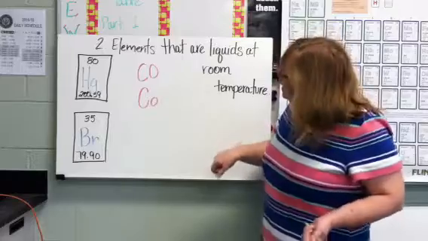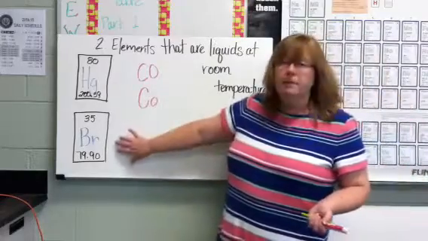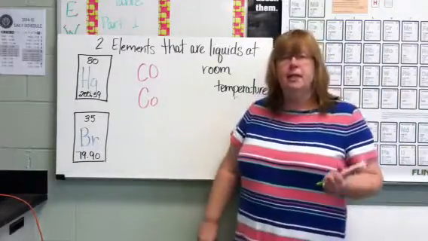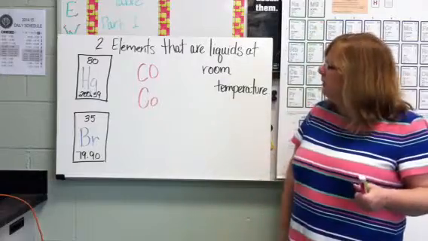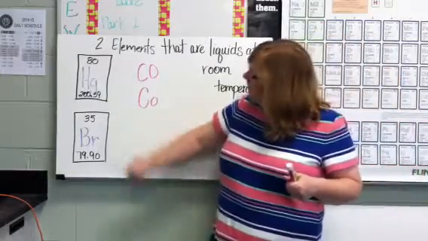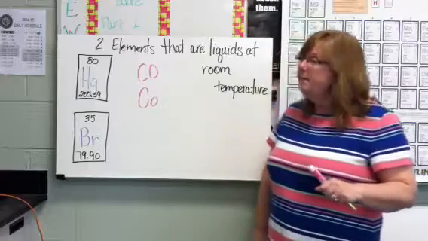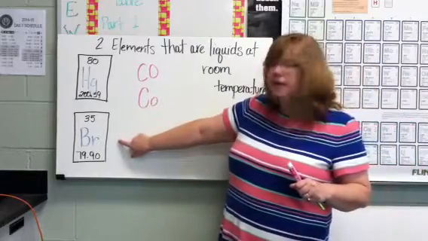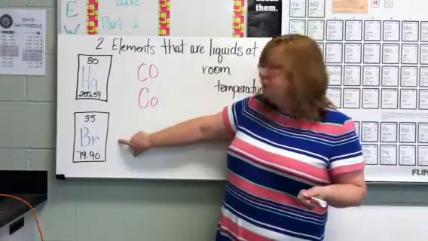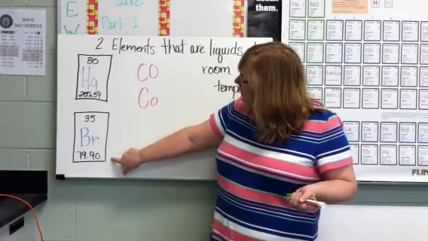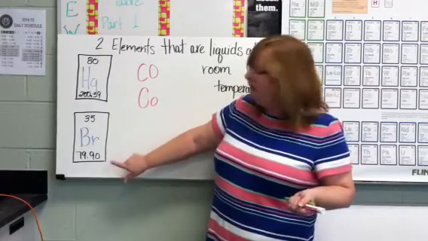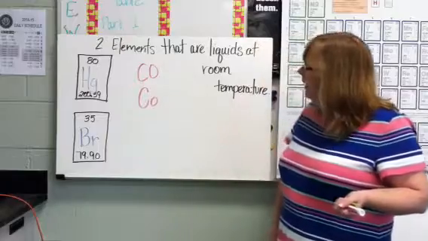So mercury, the symbol is Hg, is a liquid at room temperature, and it is a metal. Bromine is the other element that at room temperature is a liquid. It's actually amber in color, and it has an atomic number of 35. It's in the non-metal section, and we learned in the last video that this was in the halogen family. Its atomic mass is 79.90.